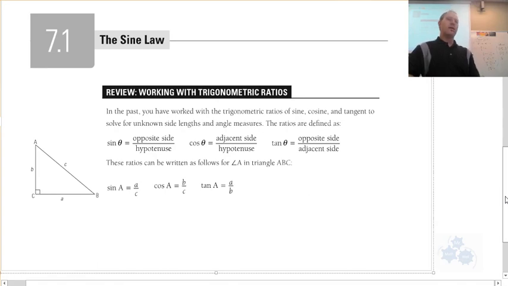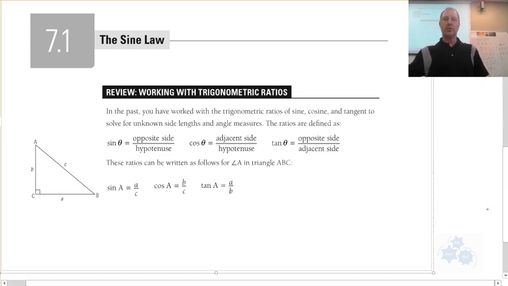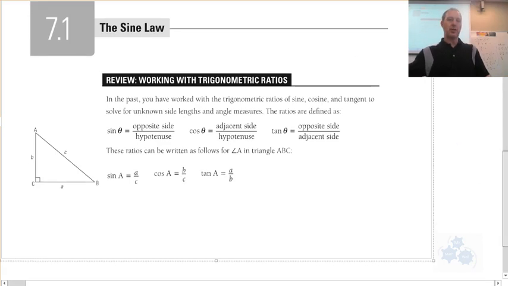Now, we are not necessarily just working with the sine, cos, and tan separately to solve for just one side of a right triangle anymore. We're stepping it up now, and we're actually going to be moving to triangles that are not right triangles. There's a lot of trigonometry related to triangles that are not right triangles as well.